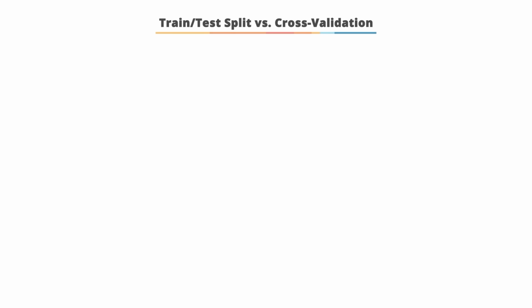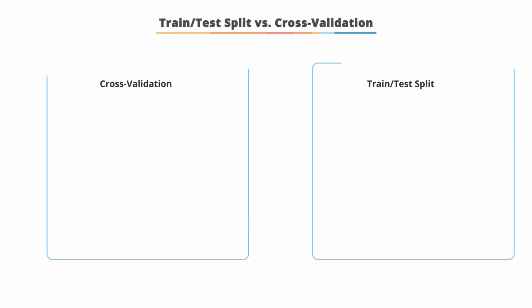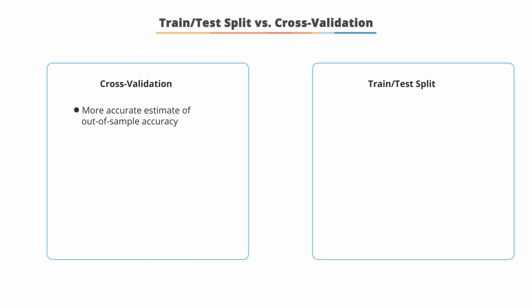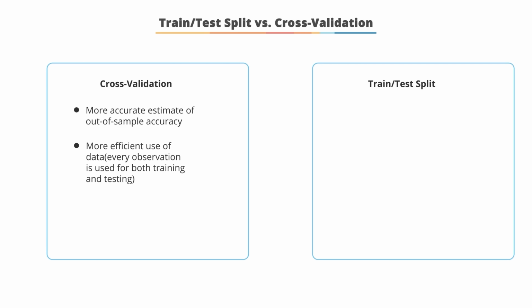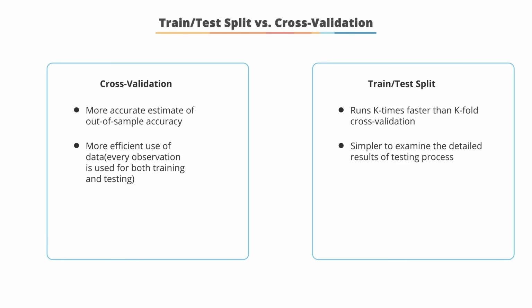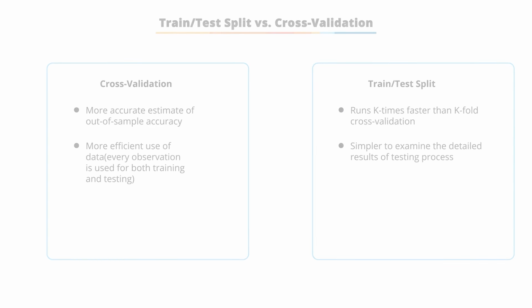Now let's understand the difference between train-test split and cross-validation. Advantages of cross-validation. 1. It is a better estimator of out-of-sample accuracy. 2. It provides a more efficient use of data since each data point is used for training and testing. Advantages of train-test split. 1. Runs k times faster than k-fold. 2. Simpler than k-fold, so it is easier to analyze the testing errors.